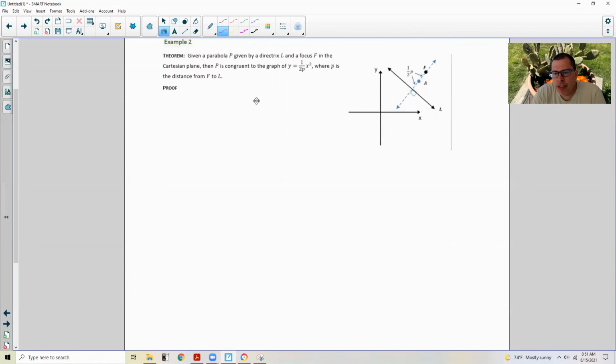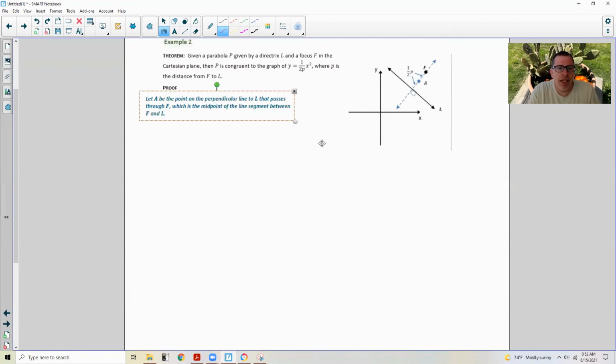This is a parabola that's at an angle because we see that the slope of the directrix is not 0 or undefined. So we know that the parabola is at an angle. Okay, and then they give us a point F, the focus, L is the directrix, and then p is the distance from F to L, and therefore the point A is halfway between F and L. So here's the proof.